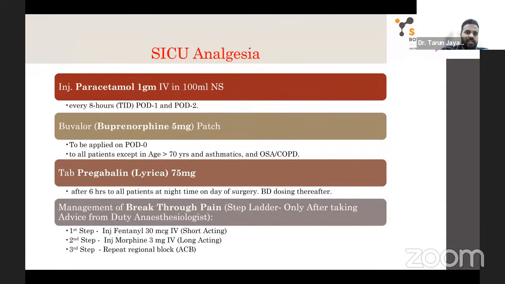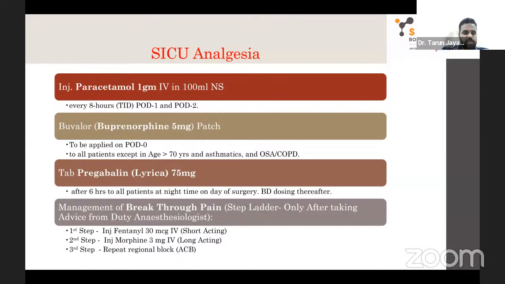So in the SICU itself, what is the pain protocol that we follow? We usually give paracetamol 1 gram IV TID, and Buvelor, which is a buprenorphine patch, 5 mg on POD 0 itself. Again, a point to be noted: we don't give buprenorphine in patients older than 70, or in asthmatic or COPD patients, as it is known to cause respiratory depression. Pregabalin is given on the night of surgery and BD following that.